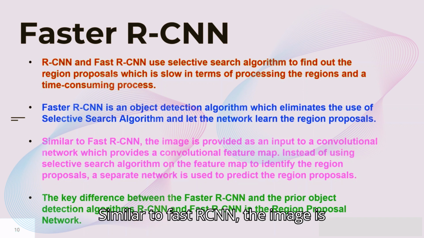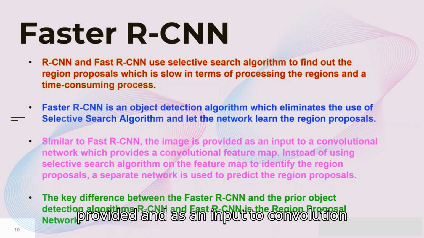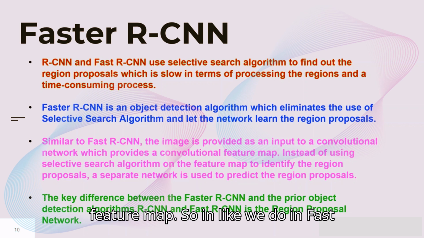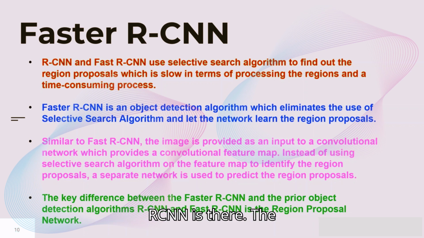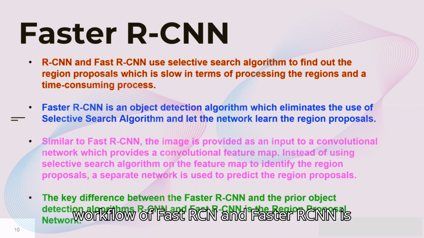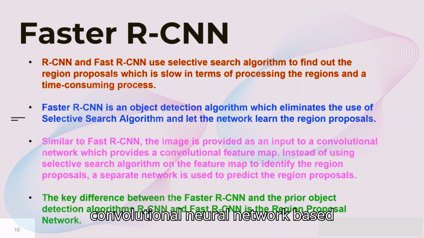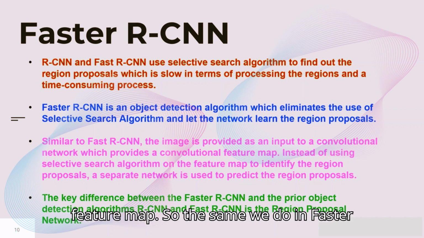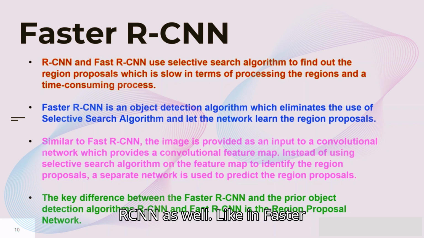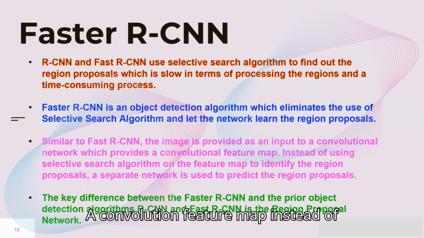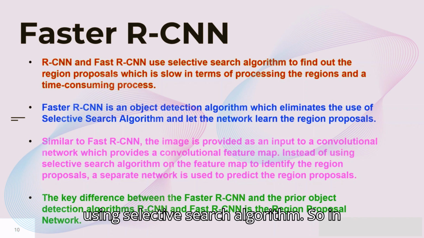Similar to Fast RCNN, the image is provided as an input to a convolution network, which provides a convolution feature map. The workflow of Fast RCNN and Faster RCNN is the same. In Fast RCNN, we have an input image and we pass it to the convolutional neural network to get a feature map. We do the same in Faster RCNN as well, instead of using the selective search algorithm.